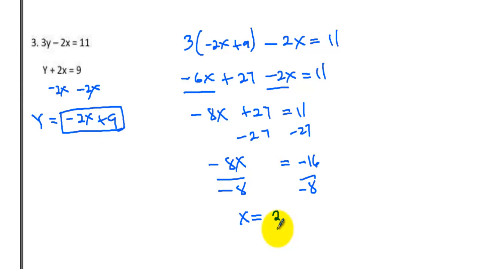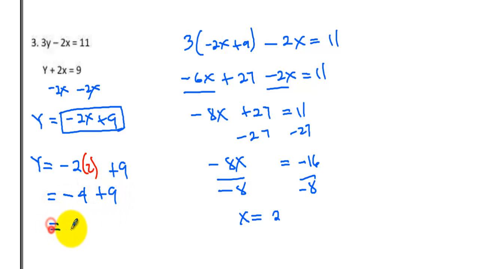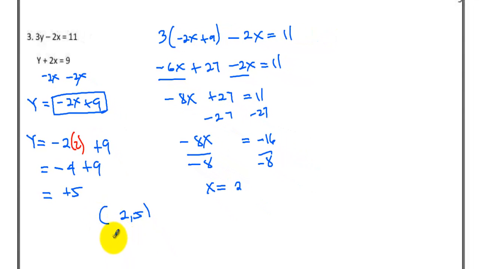Once we have a value for our x, we can go back here and solve y. So we will have negative 2 times x. Our x is 2, so plus 9. So you will have negative 4 plus 9 equal to a positive 5. So the answer that we got here is (2, 5). We have one point of intersection, so we have here one solution.